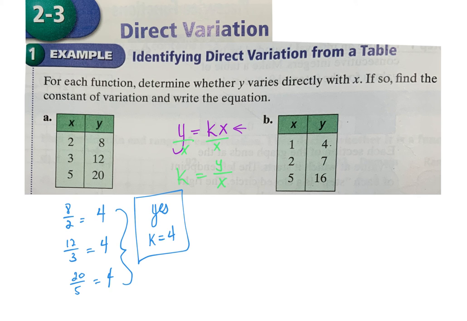All right, for B, my y divided by x is, yeah, not 4, right? My y divided by x is also not 4, right? Okay? Could you just stop at like the 3? Yes. If one of them doesn't match up, then it's not going to be a direct variation. So this is going to be a no. And that is your answer. It will not have a constant, because it is a constant of variation. And so if it doesn't directly vary, it will not have a constant. Make sense? All right, try A, B, and C at the bottom of page 72.